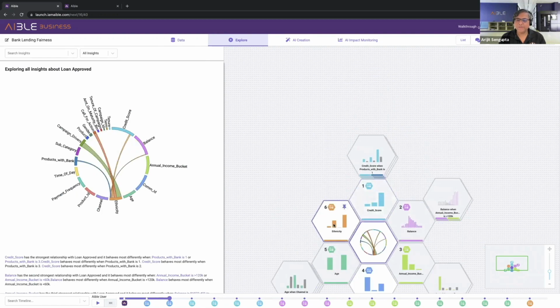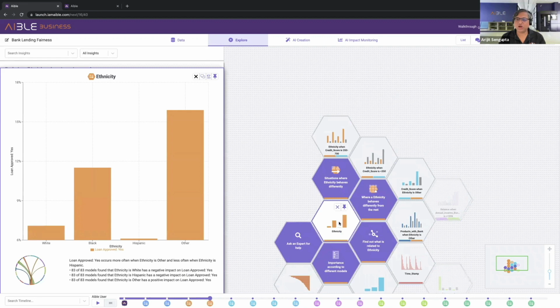But I'm most intrigued by this ethnicity graph here because ethnicity should not have shown up, because my loan approval process should not have had an issue with ethnicity. But notice on the left-hand side, it's telling me, yes, I have an issue. Interestingly enough, ethnicity is white has a negative impact on loan approved, and ethnicity is Hispanic has a negative impact. But if you don't specify the ethnicity, it has a positive impact. This is kind of an interesting thing.